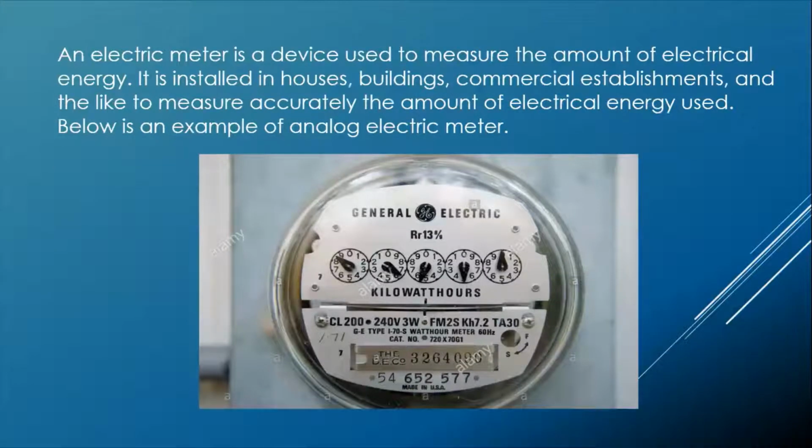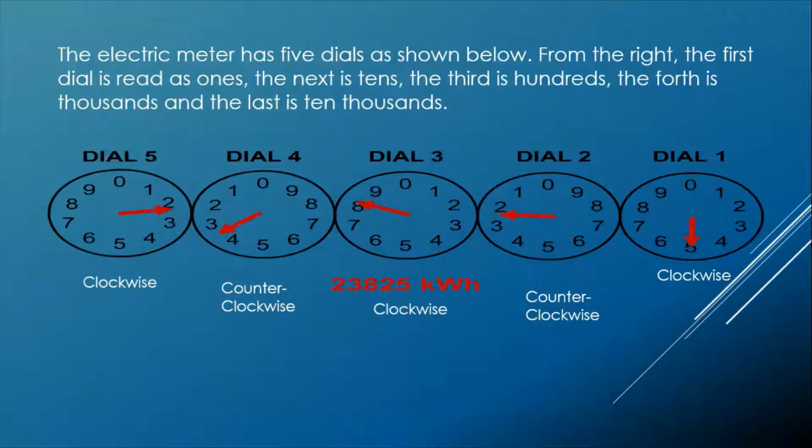An electric meter is a device used to measure the amount of electrical energy. It is installed in houses, buildings, commercial establishments, and the like to measure accurately the amount of electrical energy used. Below is an example of an analog electric meter. The electric meter has 5 dials as shown below.